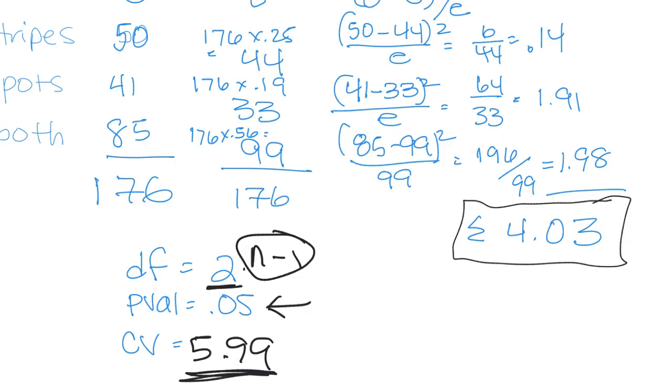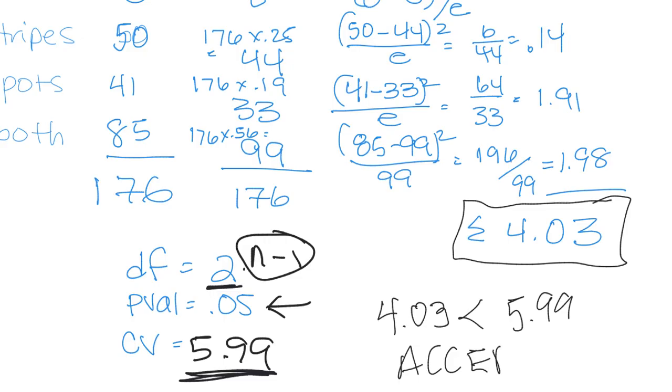Now our chi-square value of 4.03 is less than our critical value, and therefore we are going to accept our null hypothesis and say that any difference we're seeing between observed and expected is due to random chance, and we're 95% confident that the outcome is what we expected. So that is question number 3, even though it was actually question number 2. I hope that made sense.